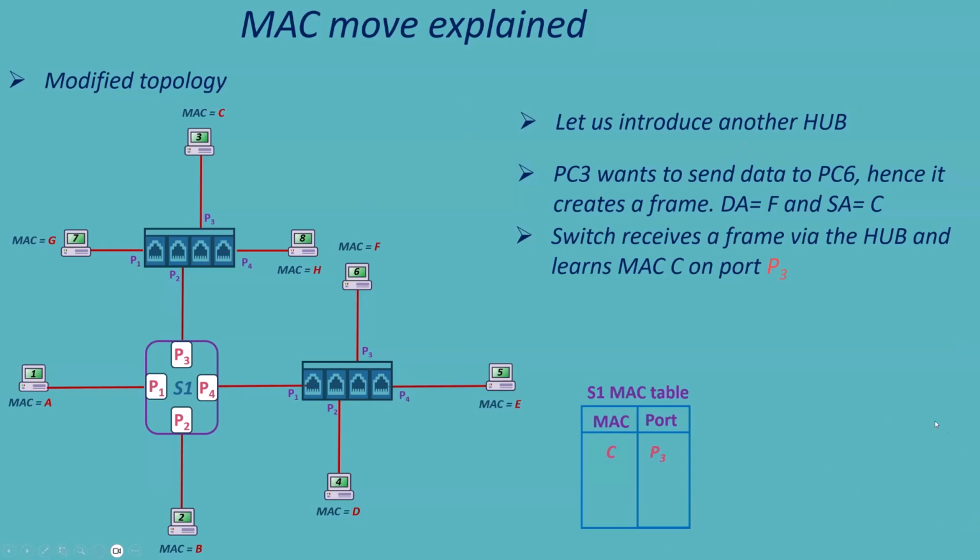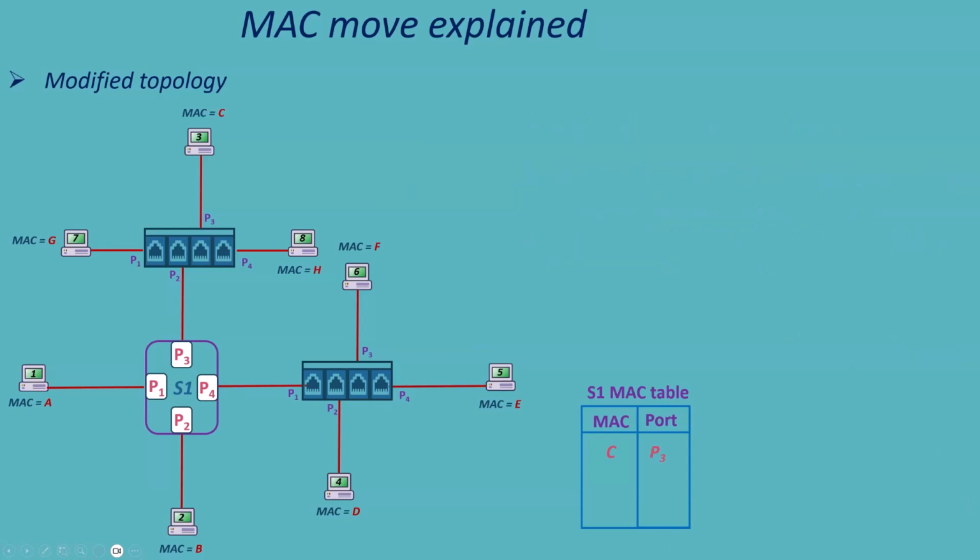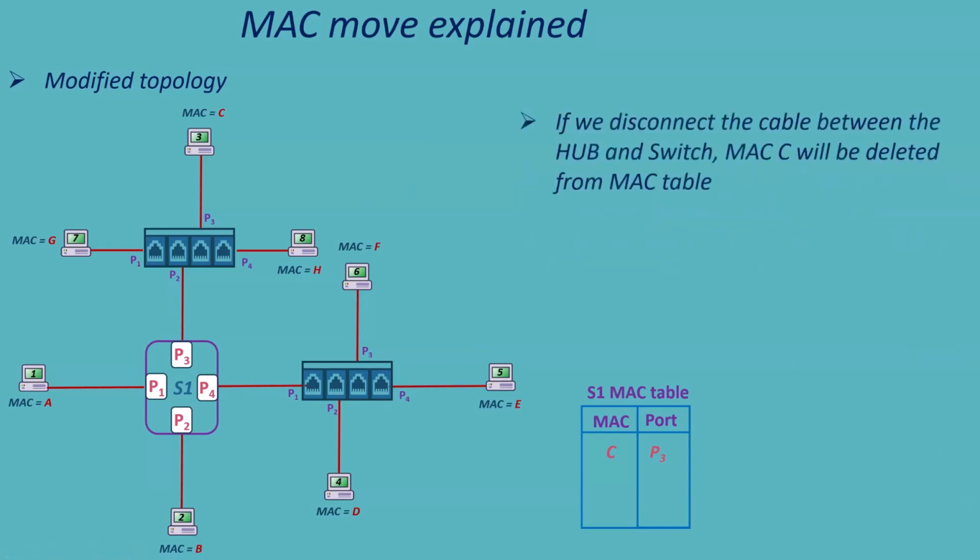Next, if we disconnect the cable between the hub and the switch, this port P3 will again go down, and the entry will also get deleted. So if I delete it, then the MAC table again clears up.